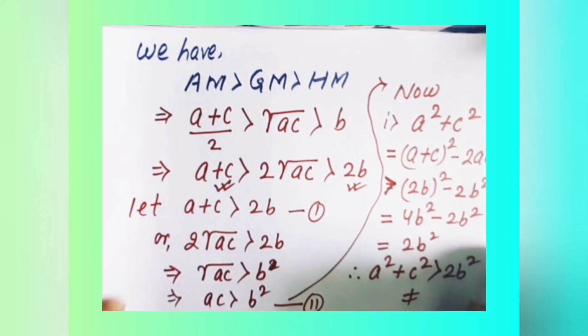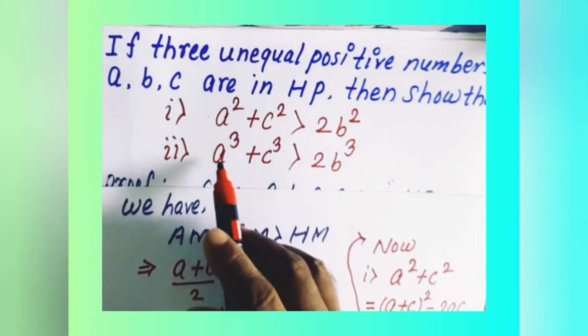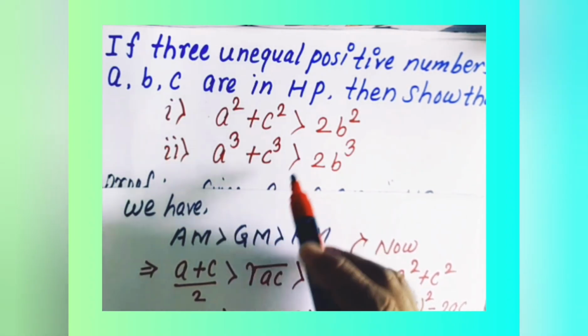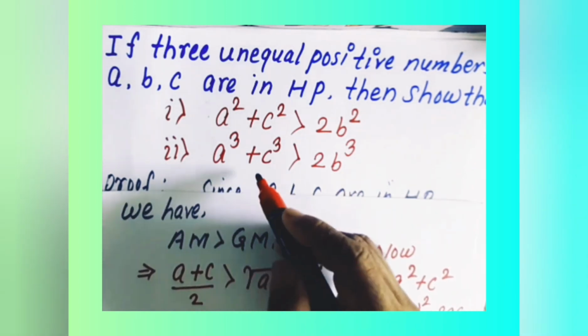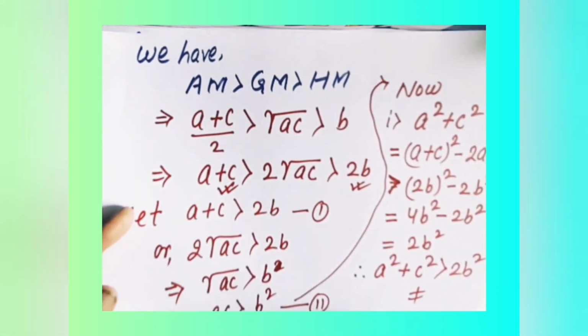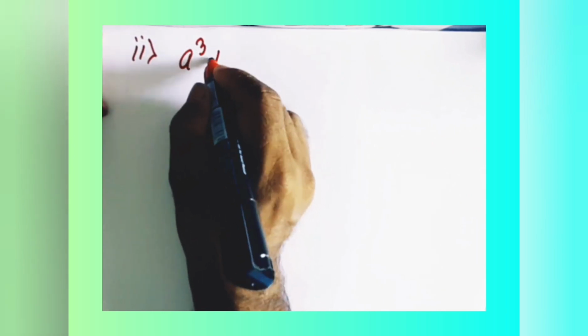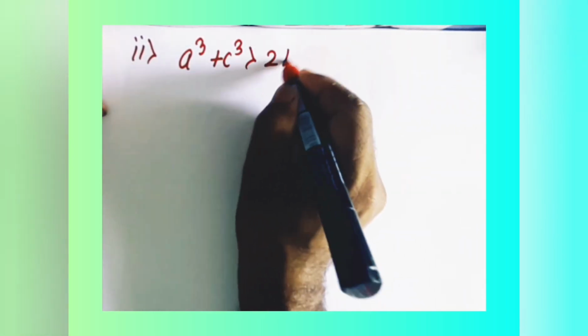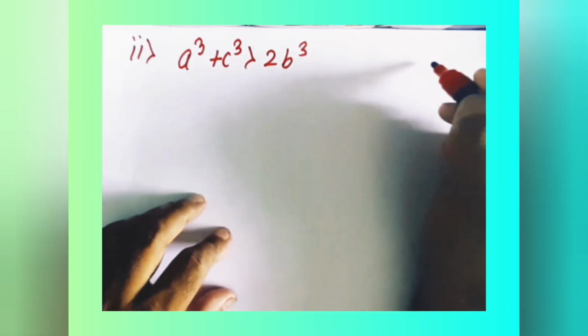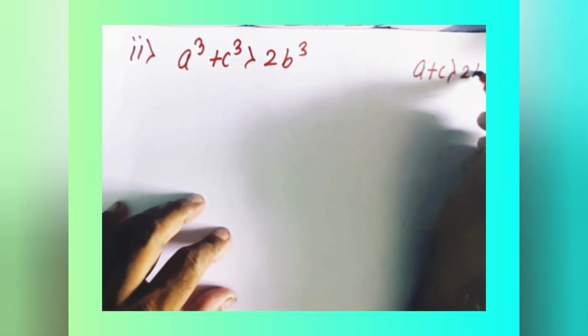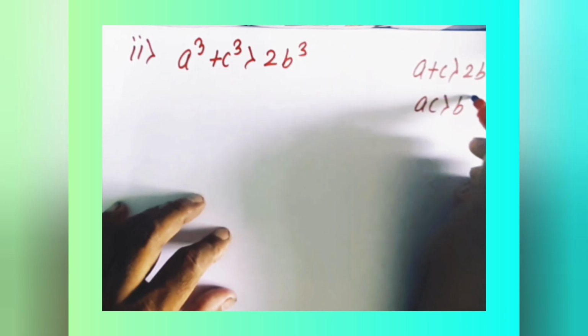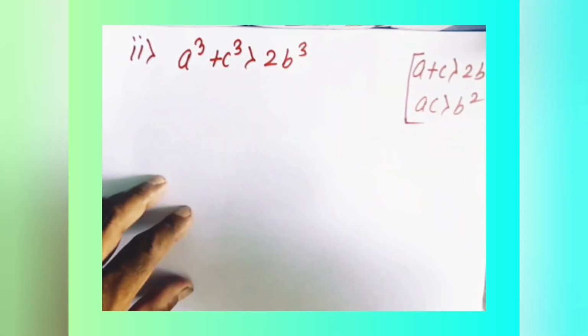Now see another we are going to prove. In another, it is given that A cube plus C cube is greater than 2B cube. We have to prove this. Now we have to take this A cube plus C cube first. In the second condition, we have already here that A plus C is greater than 2B and AC is greater than B square. This we have already written or proved.